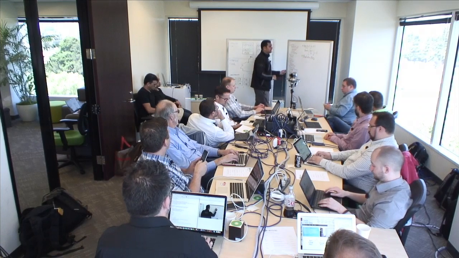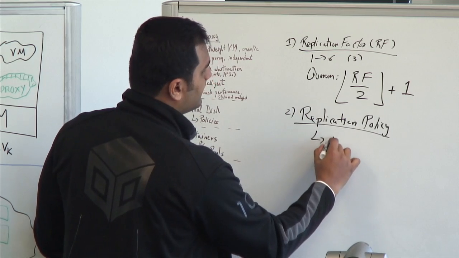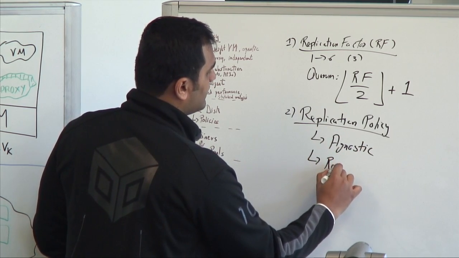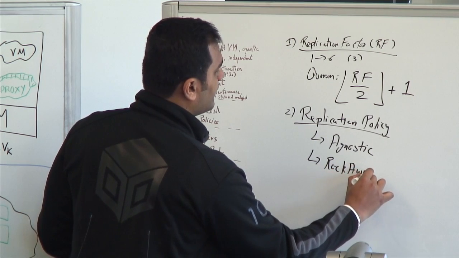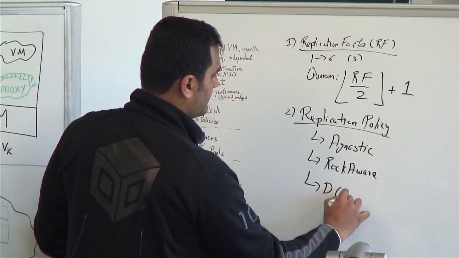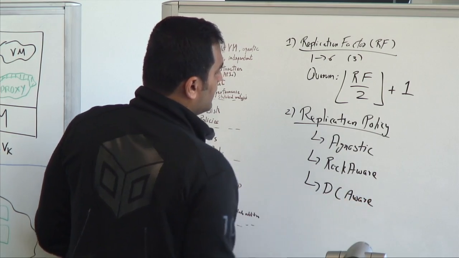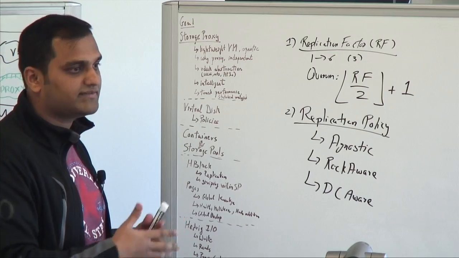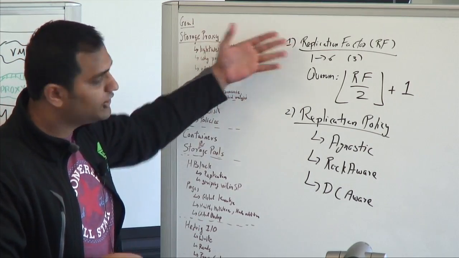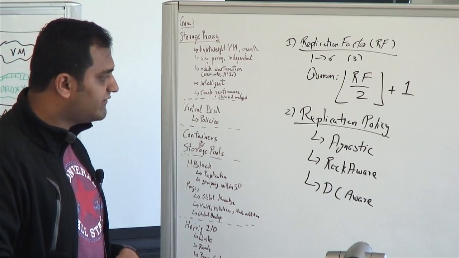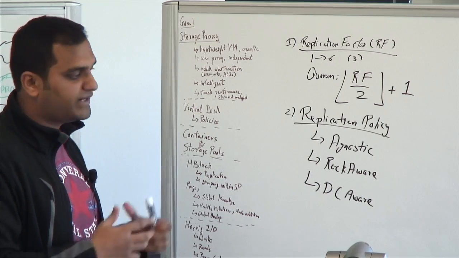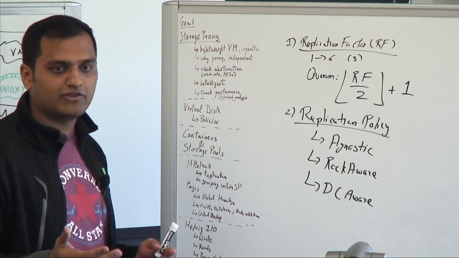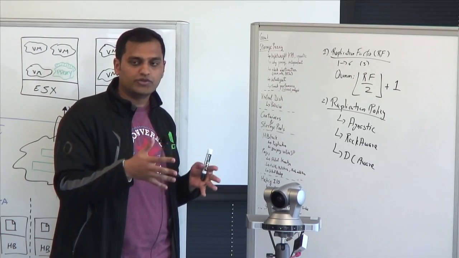So we support 3 replication policies: agnostic, rack aware, and data center aware. Agnostic basically says spread the data for this virtual disk anywhere you feel fit, as long as you maintain RF number of copies. Rack aware says maintain RF number of copies, but ensure the data is on nodes on different racks. And data center aware says maintain RF number of copies, but ensure there are nodes on separate data centers, right?